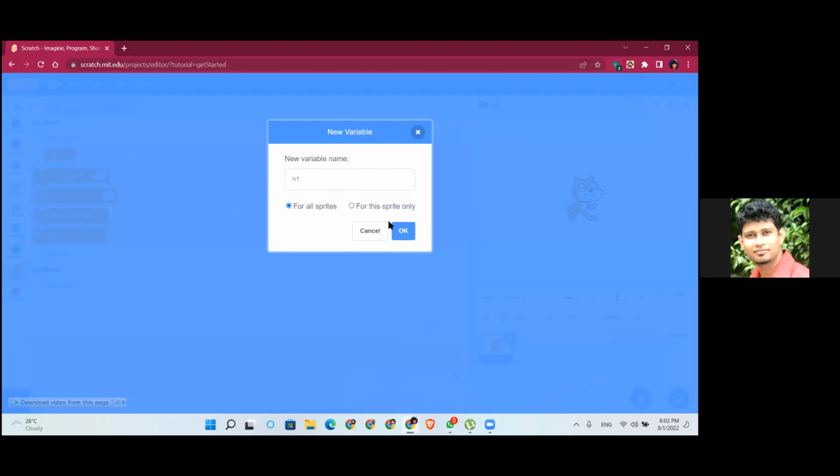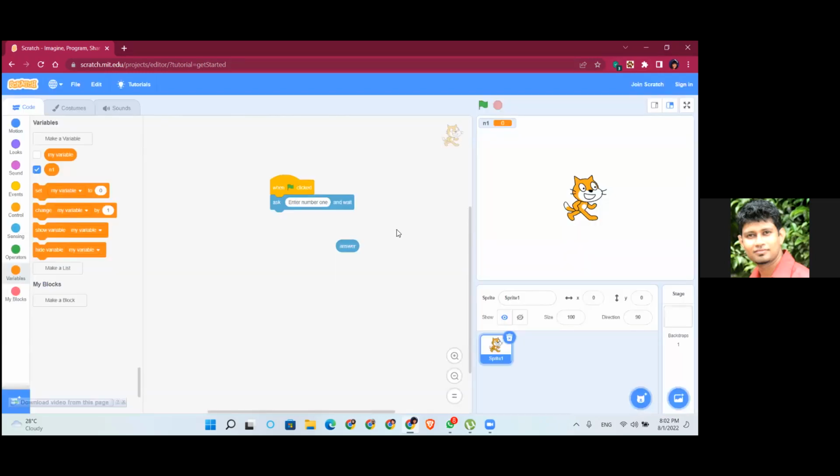Yeah, then click OK. Right, now get this set my variable to 0. Then change that my variable to N1 and answer to here. Answer to 0. Okay, who needs answer to 0, right?